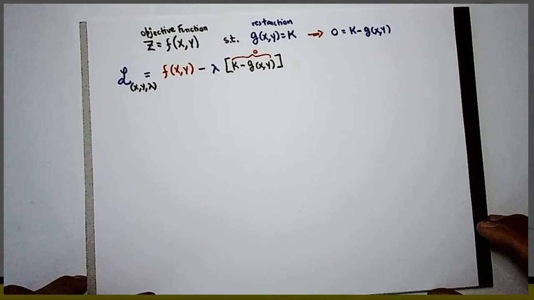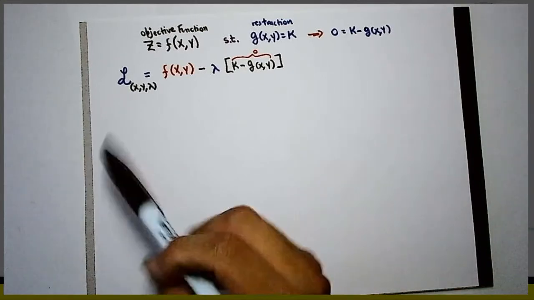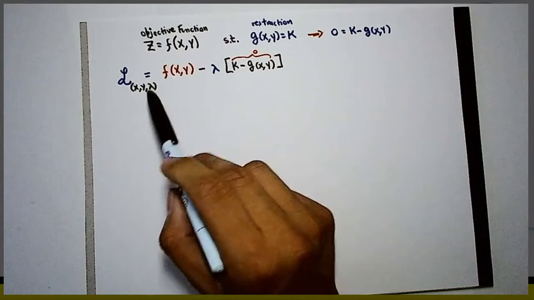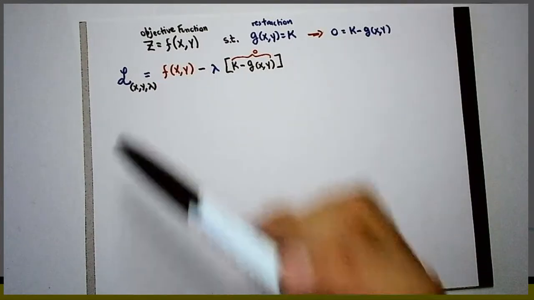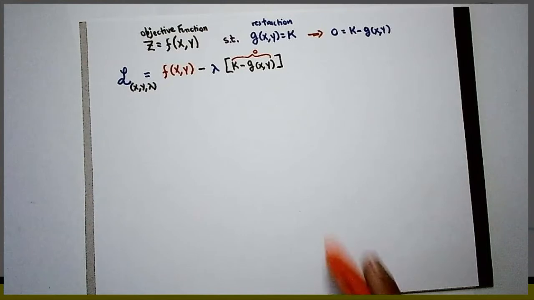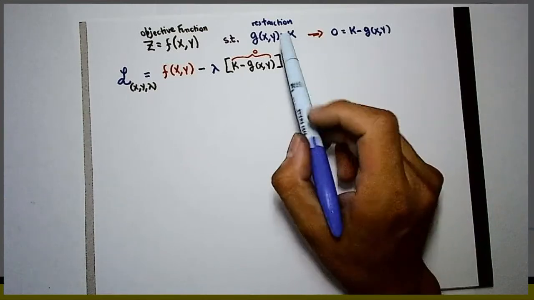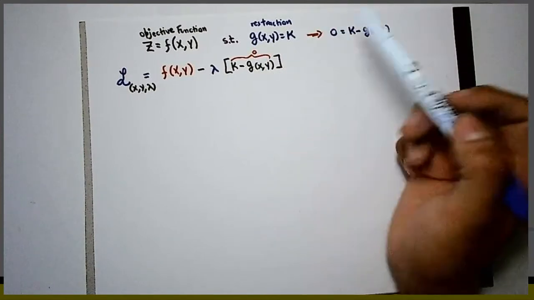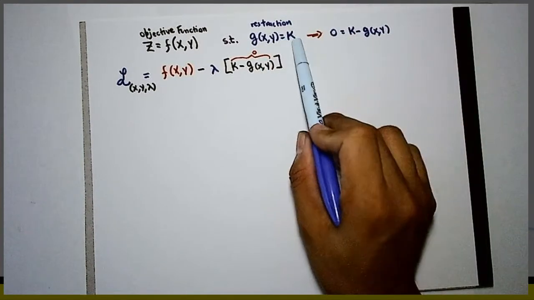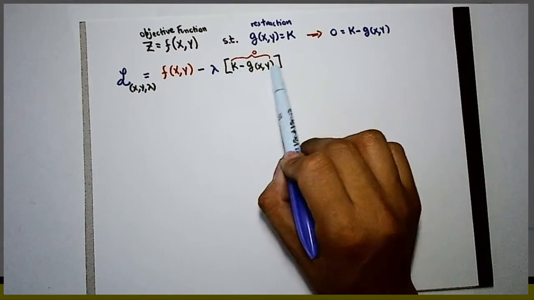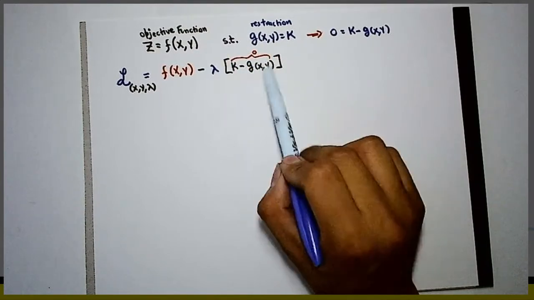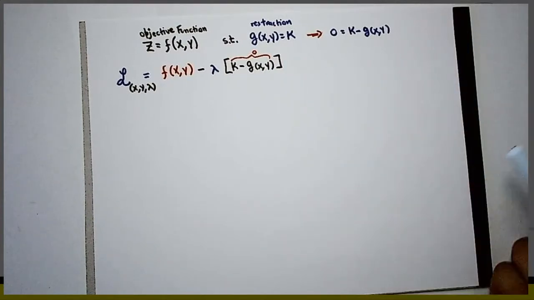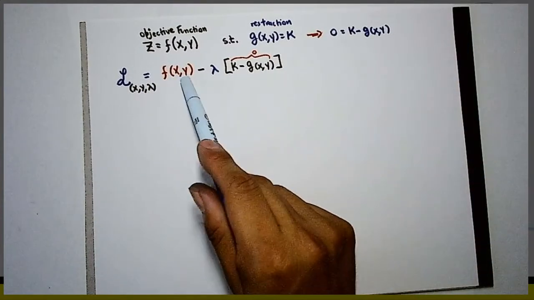But let's continue. So here we have the Lagrange function. Remember, it's equal to the original objective function, minus, and we put a Lagrange multiplier, times the restriction. But remember, we always put the constant minus the function. And because this is equal to, this means that we are multiplying the lambda by a 0. And in other words, the Lagrange and the objective function are the same.